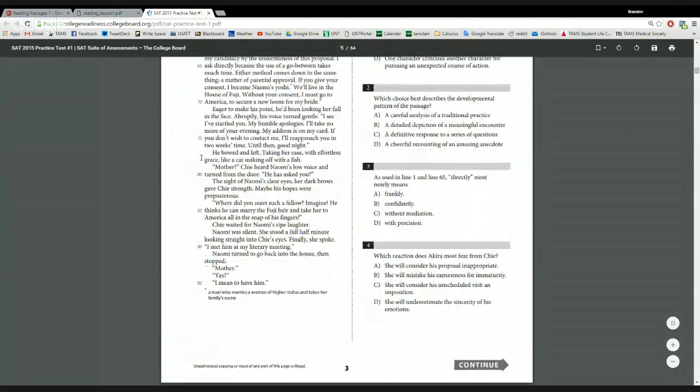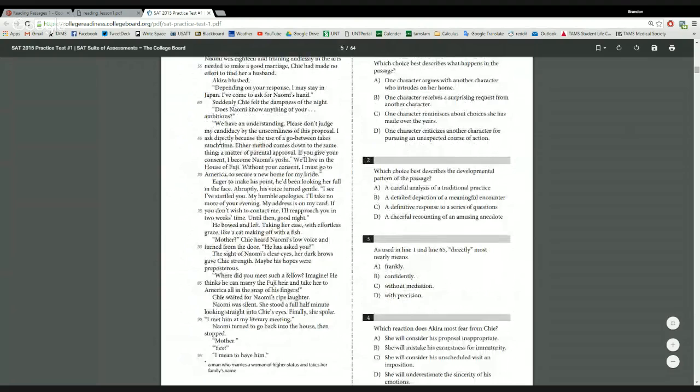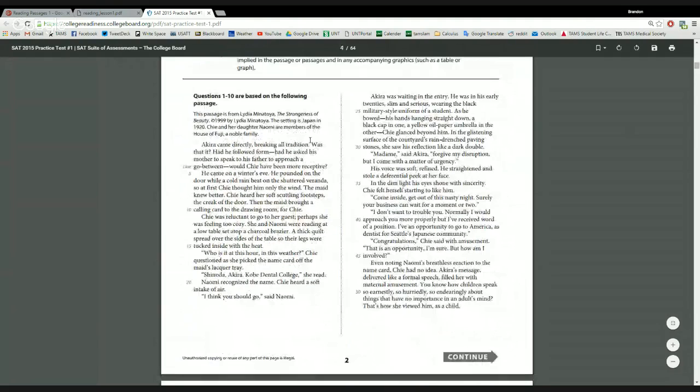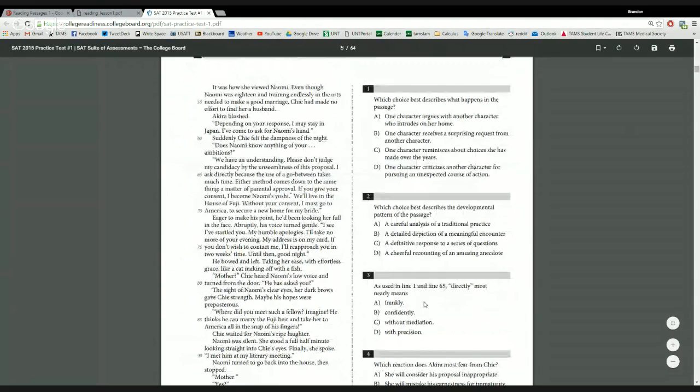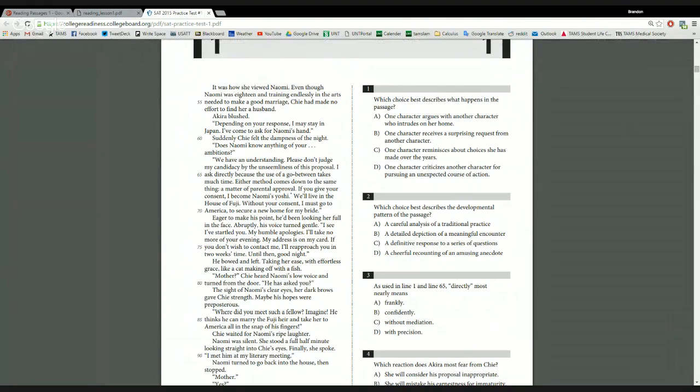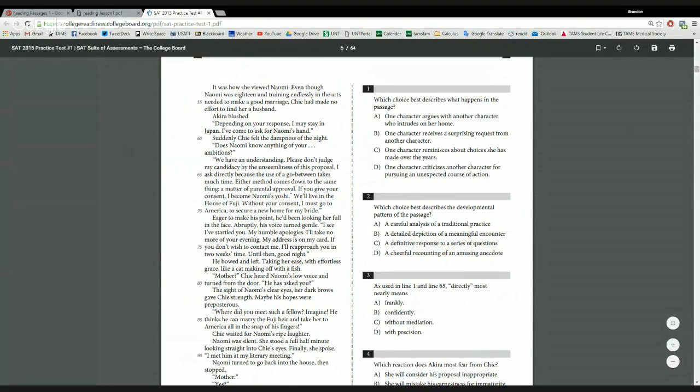All right, let's go to line 65. I asked directly because the use of a go-between takes much time. Keep in mind, go-between is used in both parts of this text. So what is it supposed to mean? We'll see. Hopefully it can lead to an answer choice. So does directly most nearly mean frankly? It does not, because in context it does not exactly mean to be frank.